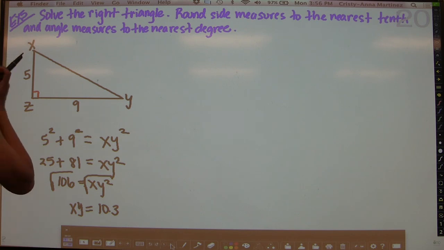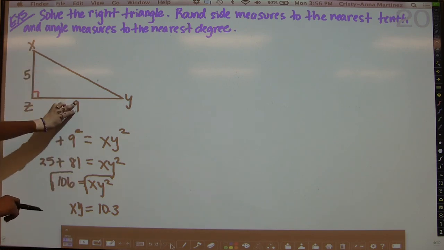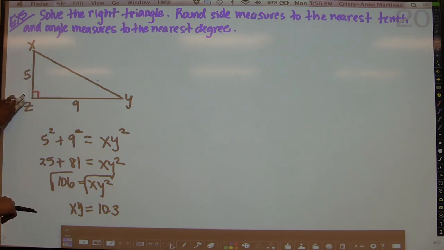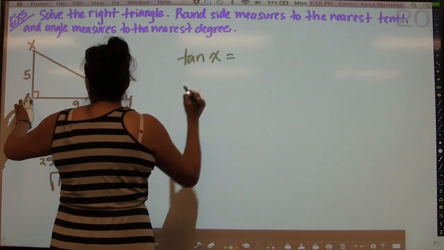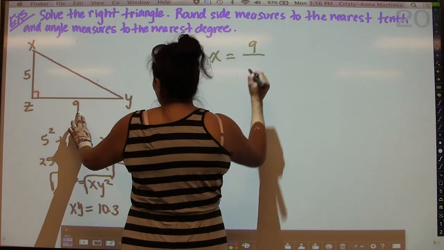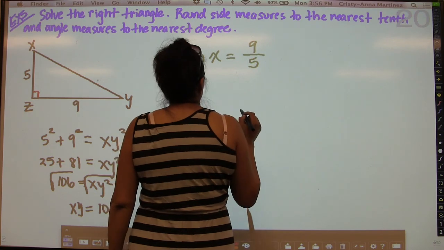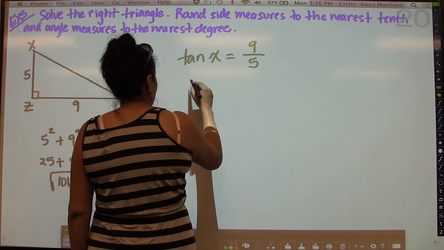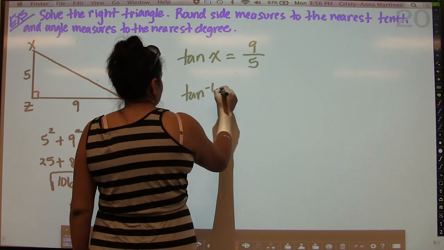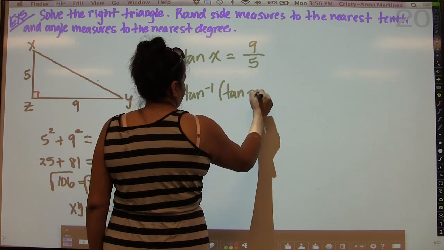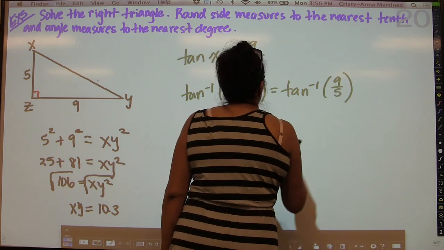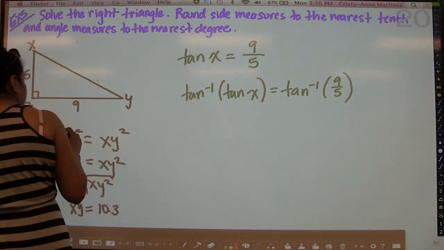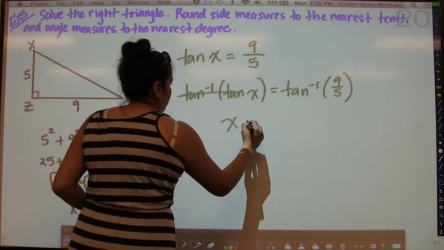And so to find angle X, we can use that the opposite side is 9 and the adjacent side is 5. So when you have opposite and adjacent, then you want to use tangent. So tangent of X is equal to the opposite side, which is 9, over the adjacent side, which is 5. So to find X, I'm going to do tangent inverse of tangent X equals tangent inverse of 9/5. So again, the tangent and the tangent inverse will cancel, giving me the X value.